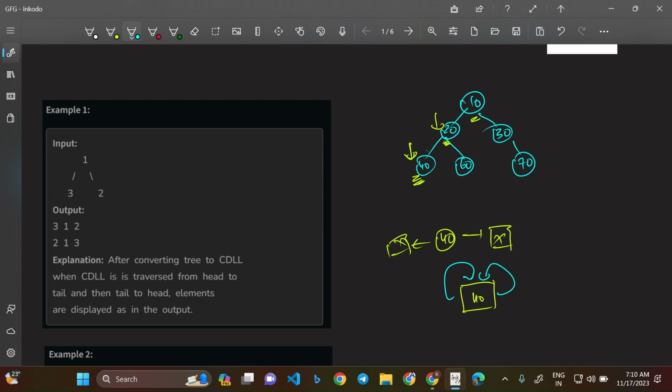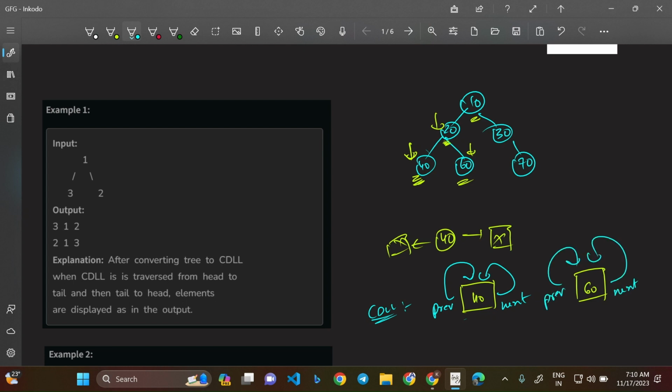So that's the reason I'll be pointing my previous pointer to itself, and this is the next pointer. We are talking in terms of CDLL. So this individual 40 is a CDLL, where its previous pointer is pointing to itself and its next pointer is pointing to itself. And when you're calling on 60, the same thing happens. Even for 60, we have no left child and no right child, so its previous pointer will be pointing to itself, its next pointer will be pointing to itself, right? So this is what happens.